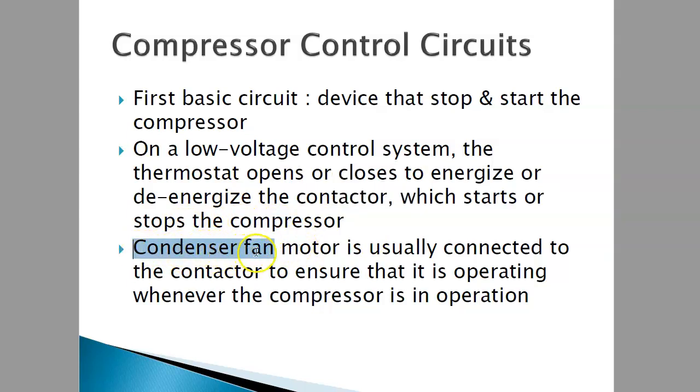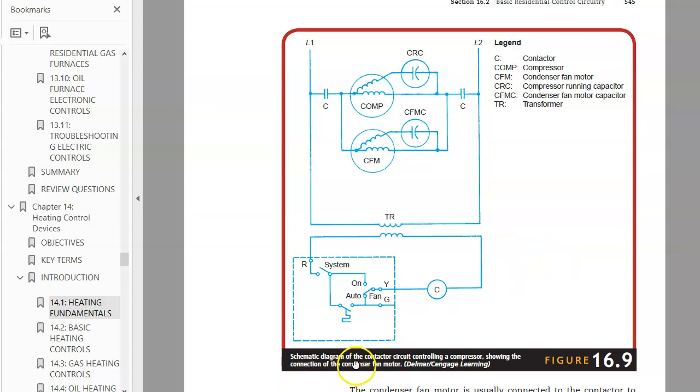The other one is the condenser fan motor. It is connected to the contactor to ensure that it operates whenever the compressor is in operation. So there is only one contactor. If this contactor is energized, the compressor will be running, and at the same time the condenser fan motor is also running. This is a schematic diagram for contactor circuits controlling the compressor, showing the connections of the condenser fan motors.